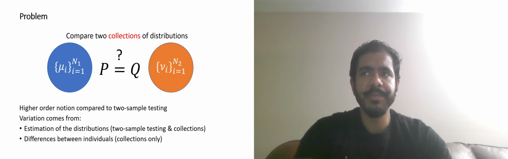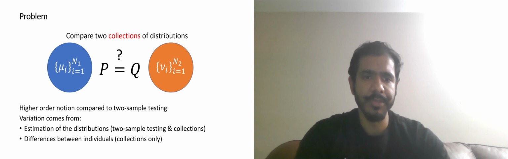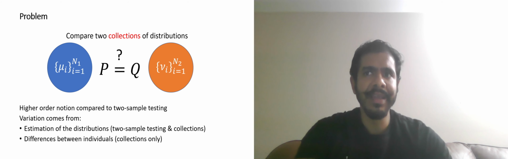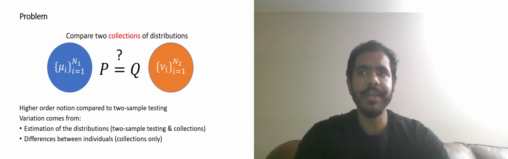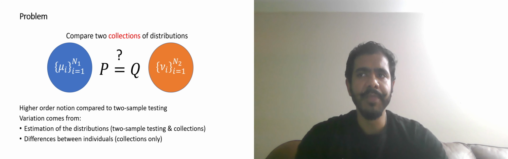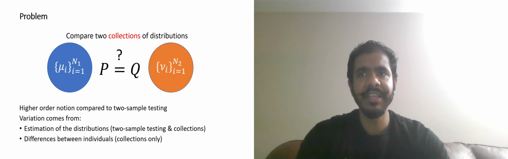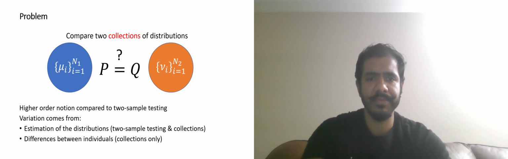The general hypothesis testing problem we deal with in this work is how to compare two collections of probability distributions. Although similar to two-sample testing, this is a higher order notion in the sense that our samples μi and νi themselves are distributions. Additionally, there are two variability sources in this problem, coming from estimating the distribution histograms and variations between individuals. Binwise treatment of histograms is not effective as it leads to increased variability when distributions shift along the domain, leading eventually to less powerful methods.